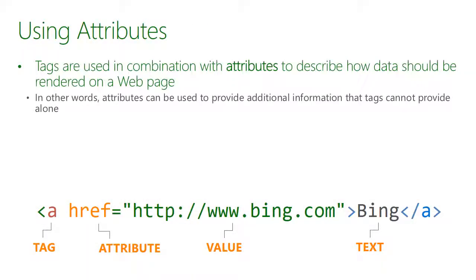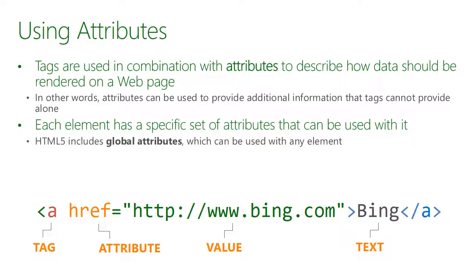Okay, what about using attributes? Okay, so tags are used in combination with attributes to describe how data should be rendered on a web page. In other words, attributes can be used to provide additional information that tags themselves cannot provide alone. Each element has a specific set of attributes that can be used with it. HTML5 includes global attributes which can be used with any element.